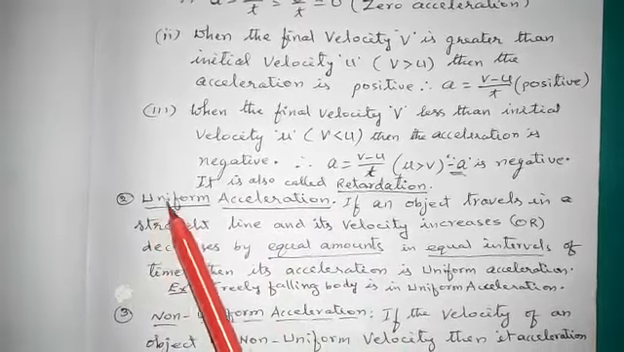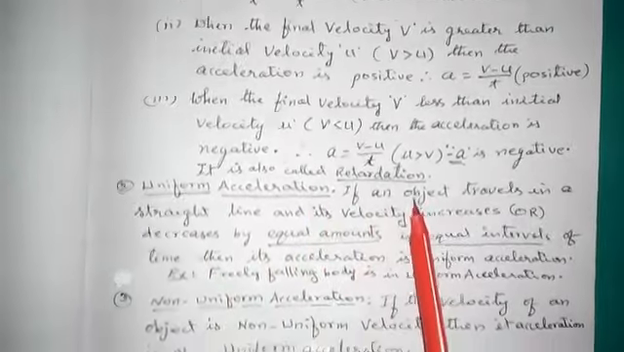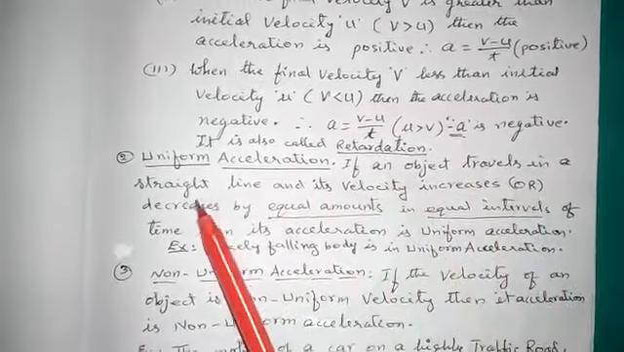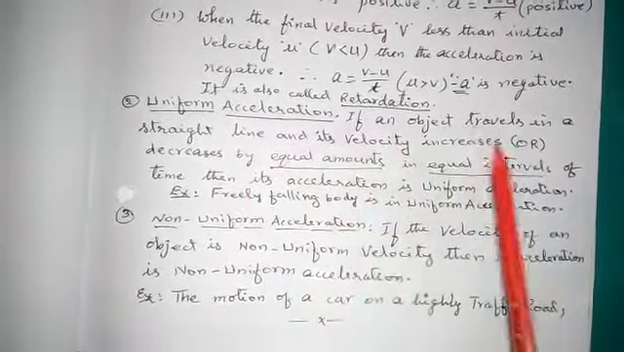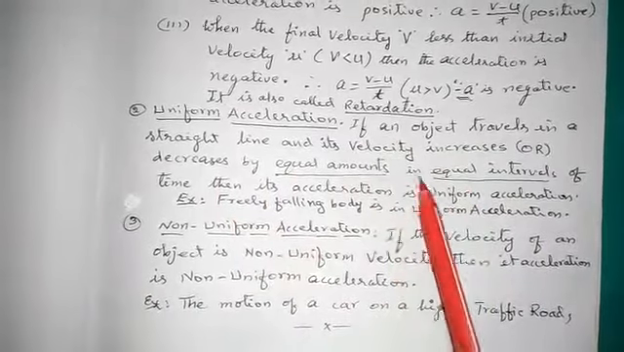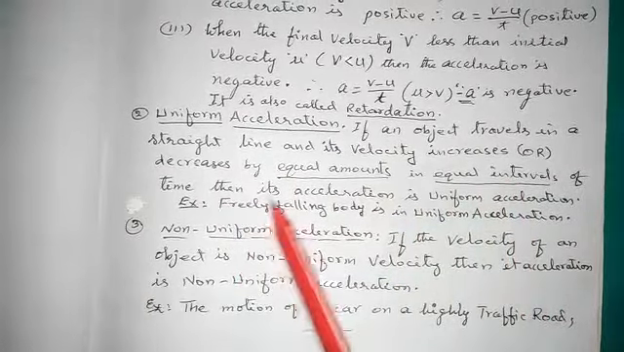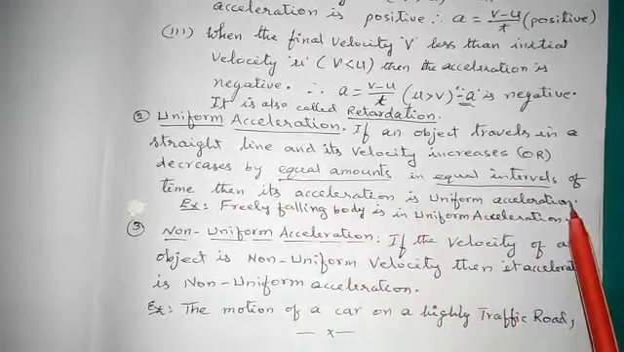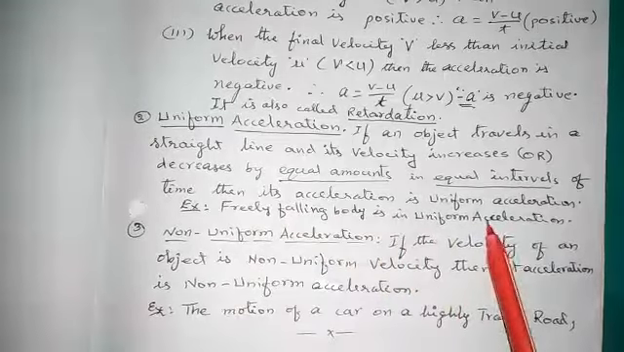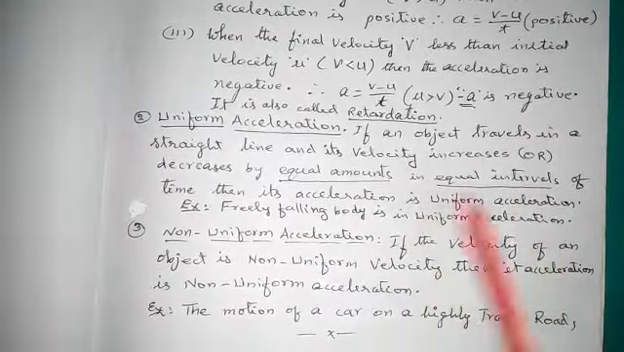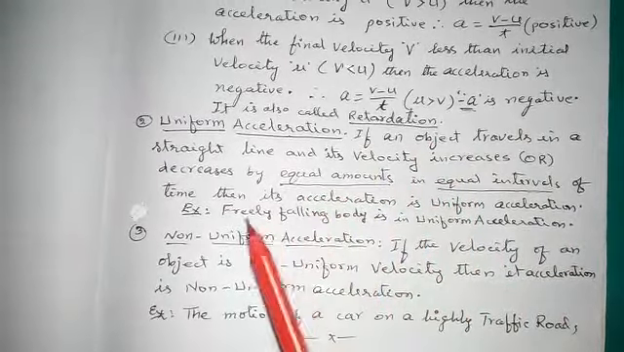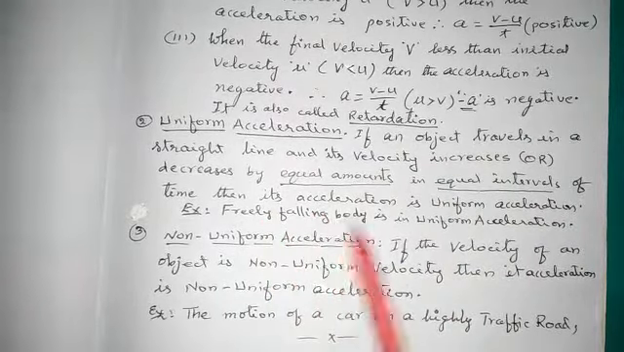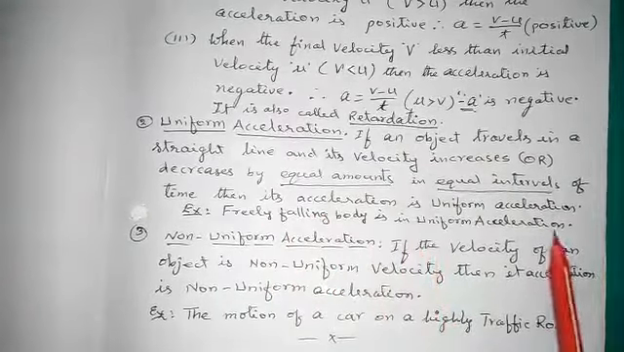Now come to uniform acceleration. If an object travels in a straight line and its velocity increases or decreases by equal amounts in equal intervals of time, then its acceleration is uniform acceleration. Example, a freely falling body has uniform acceleration. From any height, if you drop a stone from the top of a building, it is a freely falling body, so it has uniform acceleration.